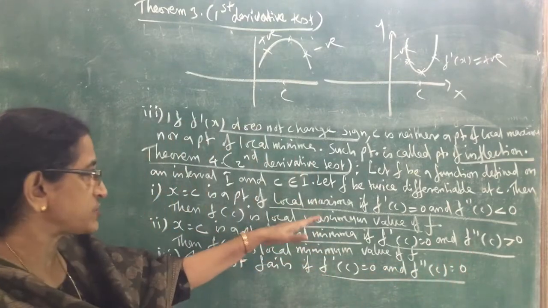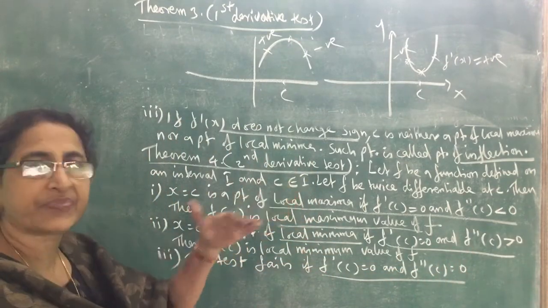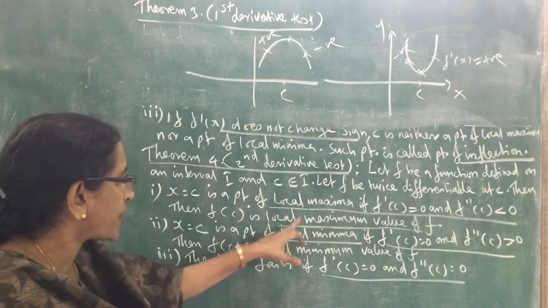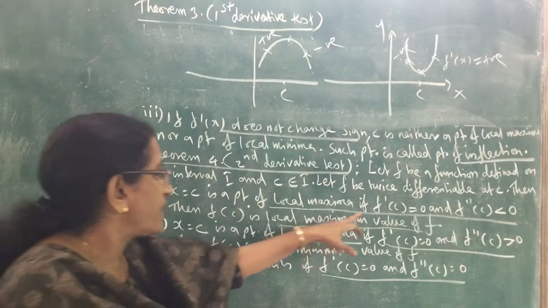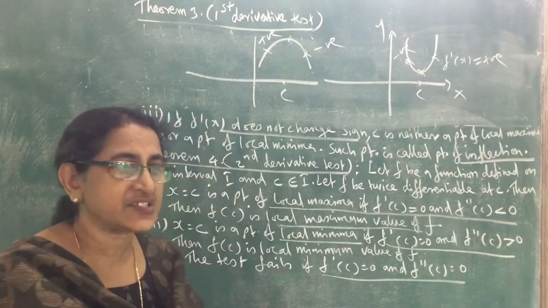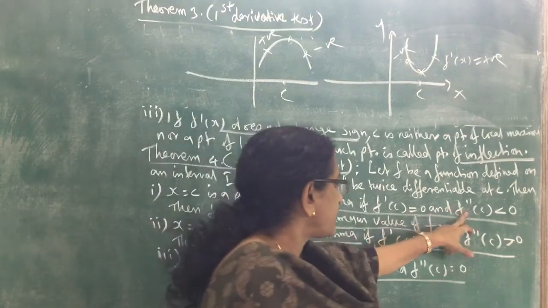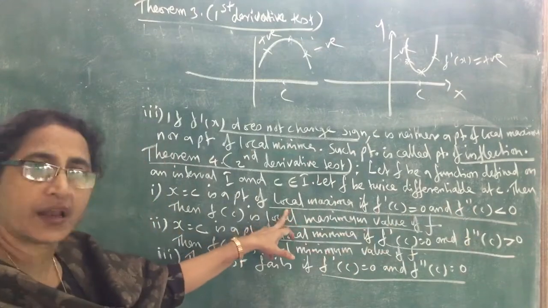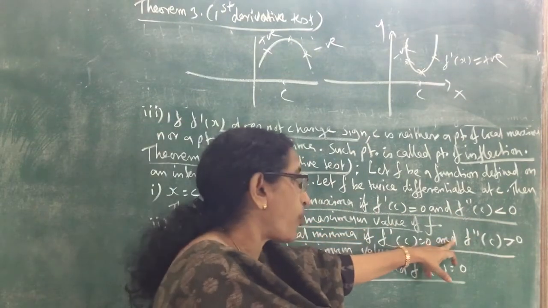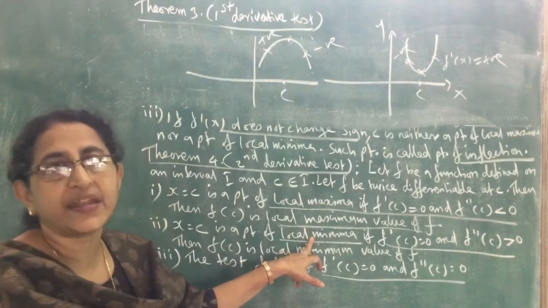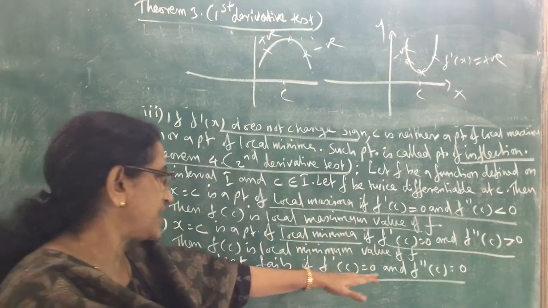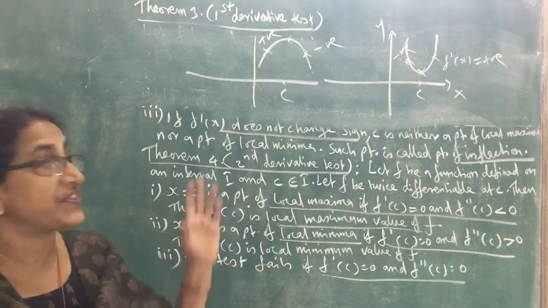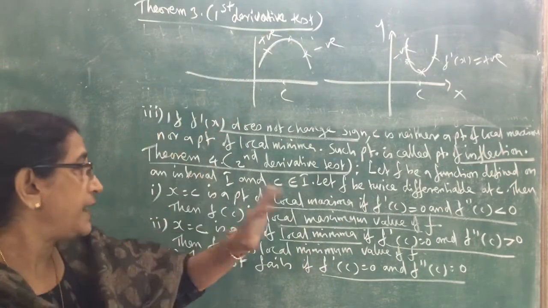Whenever x equal to C is a point of local maxima or a point of local minima, in both cases the first derivative is 0. And if the second derivative is less than 0, negative, C is a point of local maxima. If the second derivative is positive, then C is a point of local minima. If the second derivative is 0, we cannot use this; then we have to use the first derivative test itself.